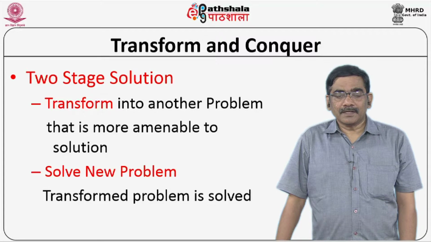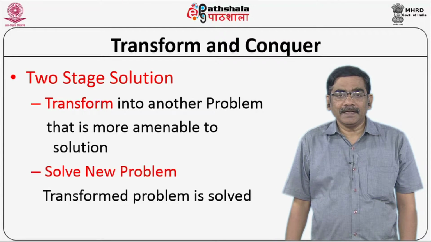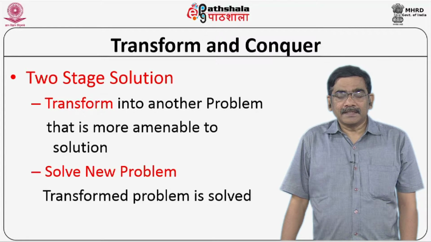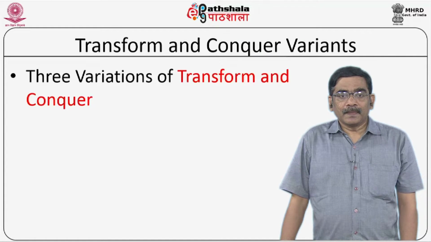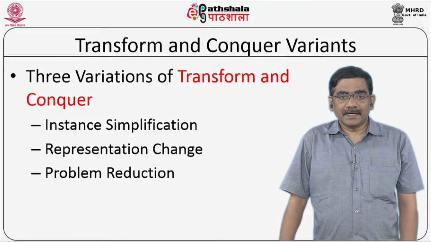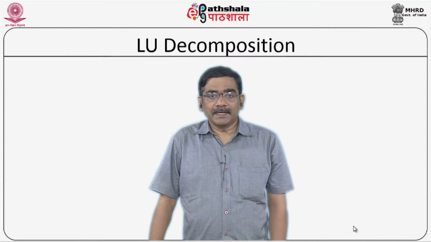You can see that in the last module we used the FFT to transform the problem from the spatial domain to the frequency domain, and in the frequency domain the convolution problem is reduced to plain multiplication. After performing the multiplication we used the inverse FFT to get back the convolution of the original signals in the spatial domain. We also discussed how to transform problems of finding LCM to GCD finding. We also said that the various variants are instance simplification, representation change, and problem reduction, and we have started the discussion of instance simplification only, where we discussed the Gaussian elimination procedure.